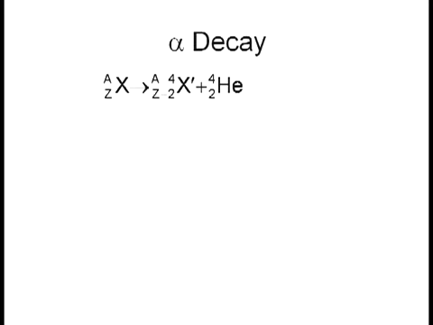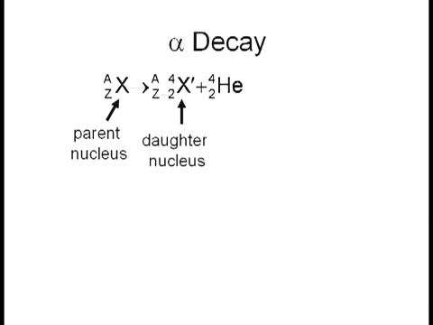So this is our general formula for alpha decay. We need to have this formula memorized and be able to apply it to any atom that's given to you. The starting atom is called the parent atom, and what it decays into is called the daughter nucleus, or the daughter atom. And then there's the alpha particle, which is a helium atom.